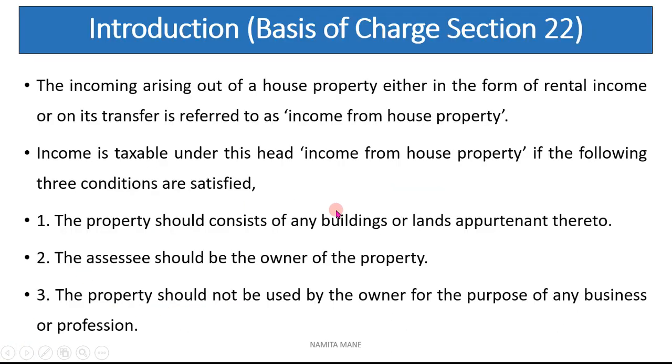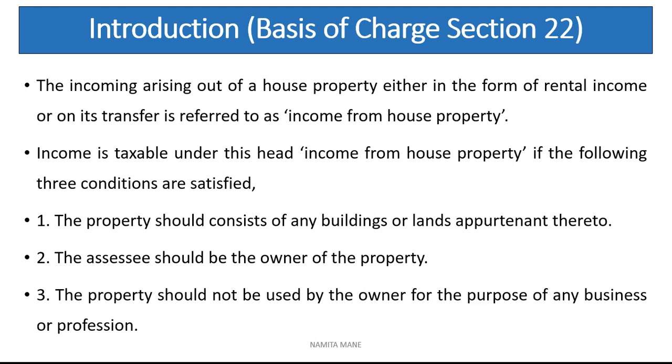Now first we'll try to understand what you mean by income from house property. See, the income arising out of house property, either in the form of rental income or on its transfer, is referred to as income from house property. Any person who is the owner of a house, if that owner is getting some money in the form of rent from the tenant, it is called income from house property for that owner.